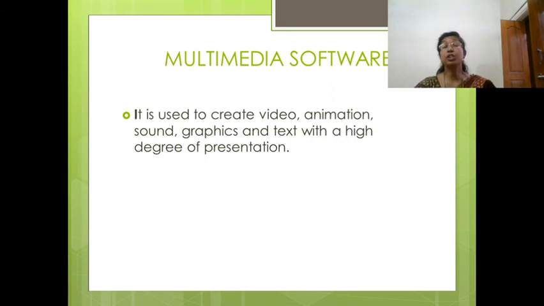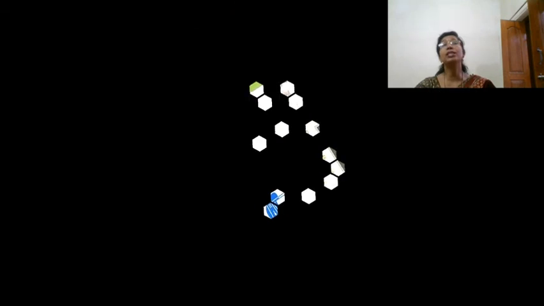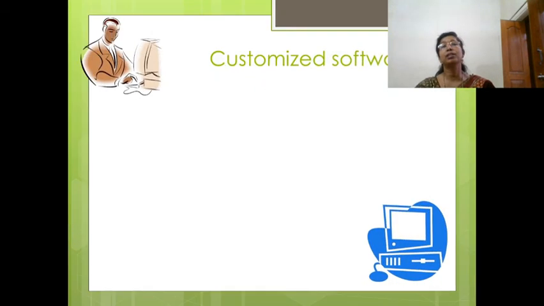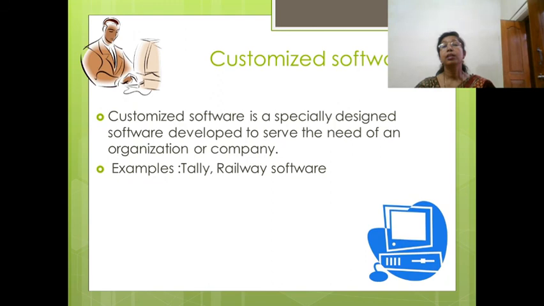Then we studied about customized software. What is a customized software? Customized software is a specially designed software developed to serve the need of an organization or a company. This type of software is designed specially to carry out one type of task. Examples: a railway software, Tally accounting software, software used by the bank, etc.